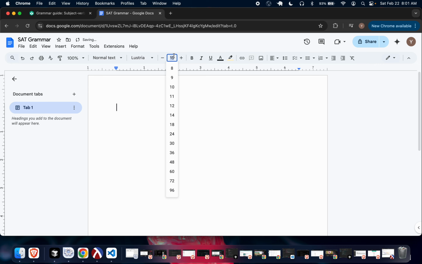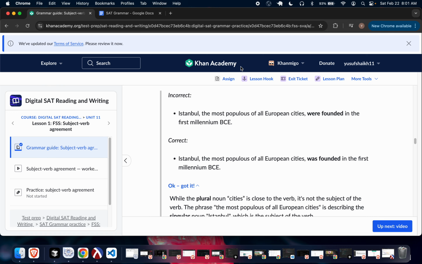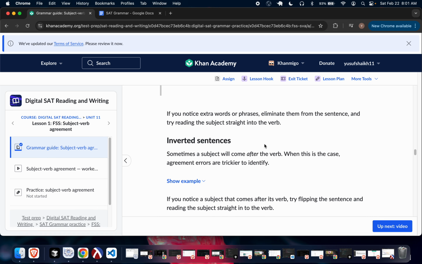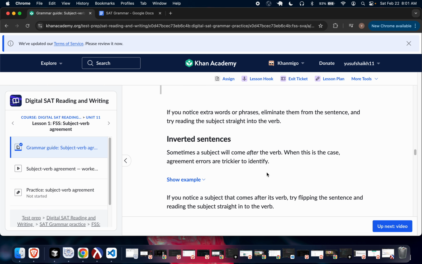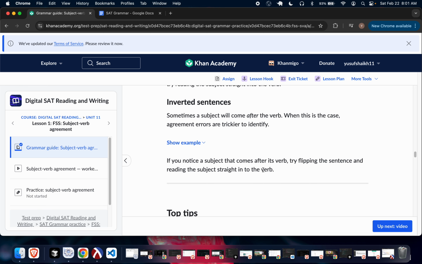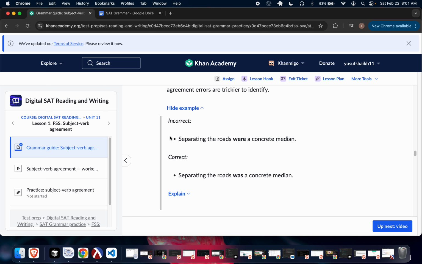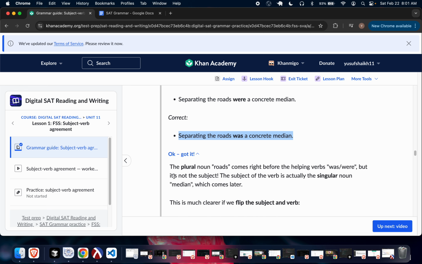Okay, let's go back to this article. Inverted sentences. Sometimes a subject will come after the verb. When this is the case, agreement errors are trickier to identify. So, for example, "separating the roads were a concrete median" versus "separating the roads was a concrete median." So, notice how in this case, the plural noun roads comes right before the helping verbs was and were, but it's not the subject. The subject of the verb is actually the singular noun median, which comes later.